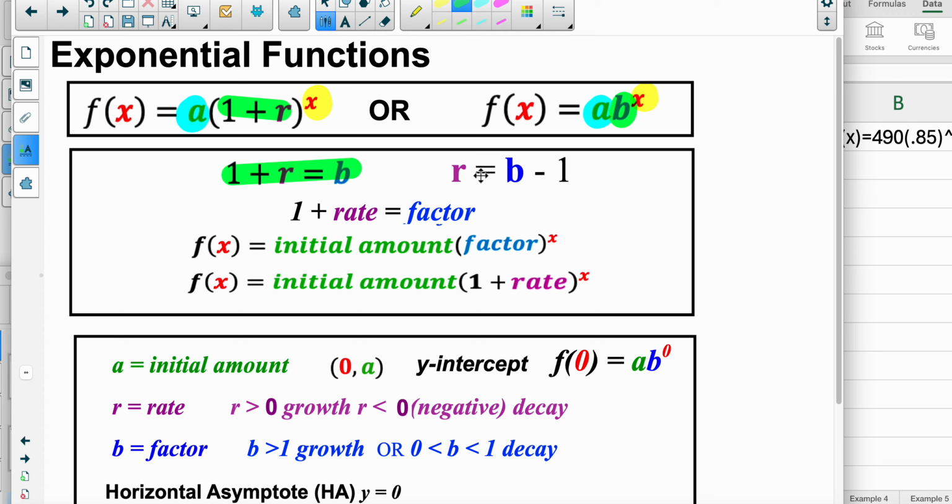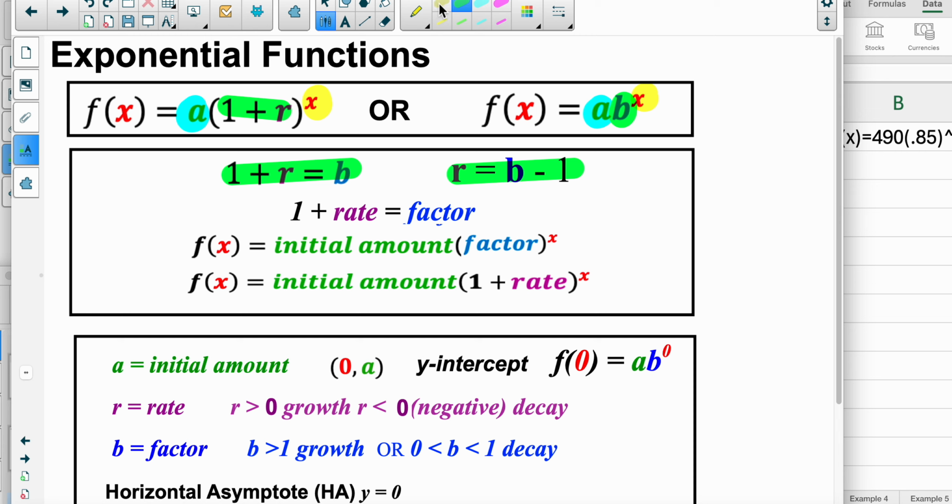The other way I can write it is, if I do a little algebra, r is equal to b minus 1. So sometimes when we're working with exponentials, we're given the growth or decay rate, and then we have to write the equation with the factor b. Sometimes we're given the equation that has the factor, and we want to describe what the growth rate or the decay rate is. So these are all just different versions of writing the exponential function.